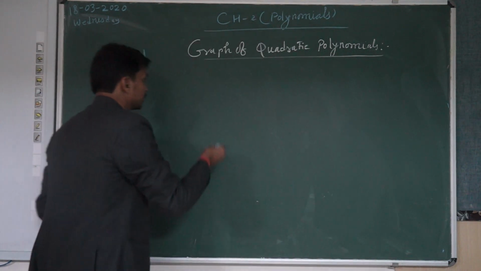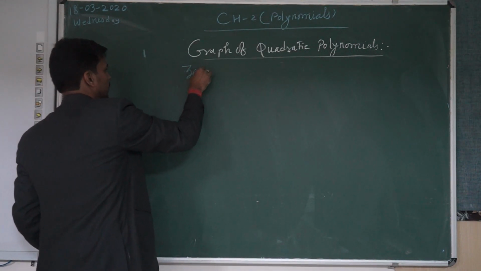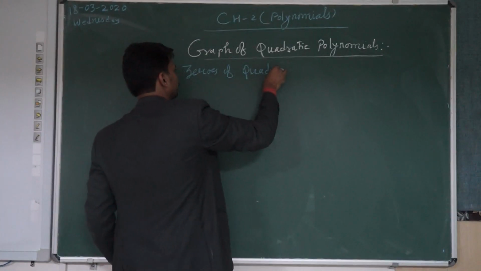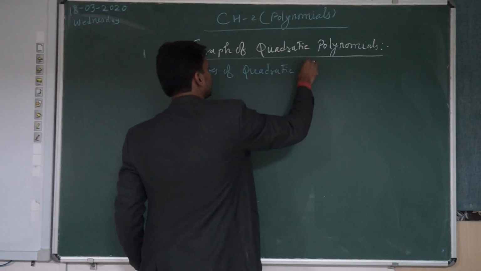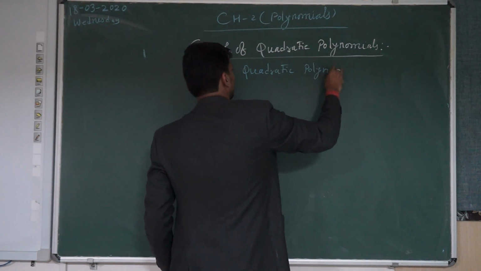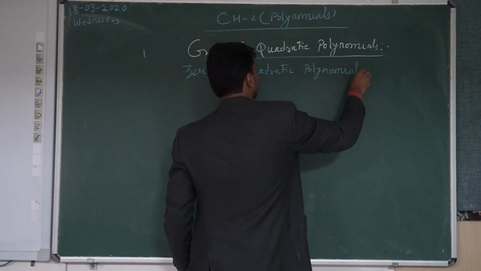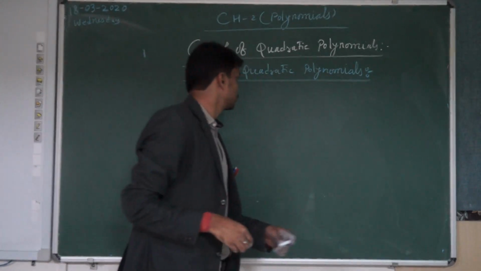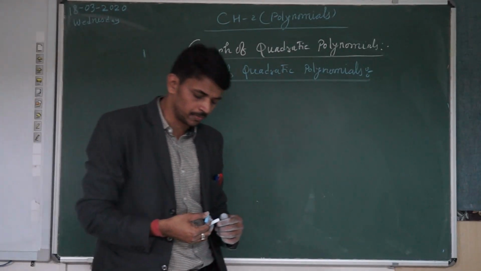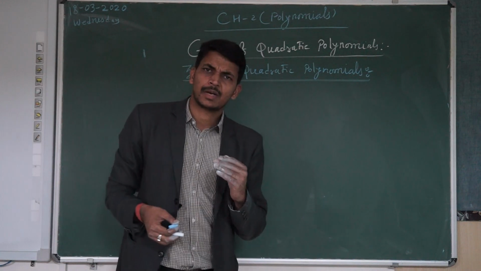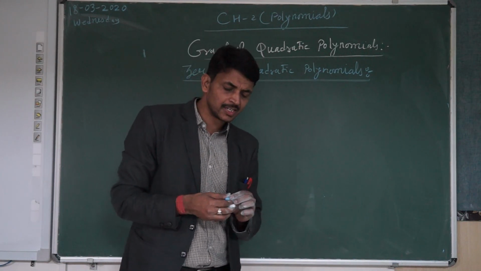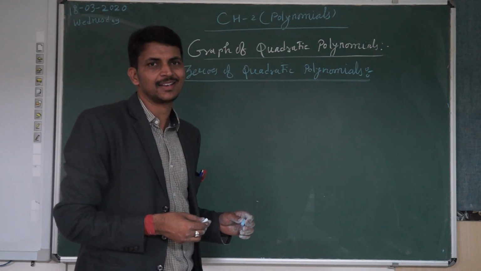Just put the heading: zeros of polynomial. Zeros of quadratic polynomial. Again, I'll explain this topic by taking one example. But before that, let us talk about the standard form of a quadratic polynomial.